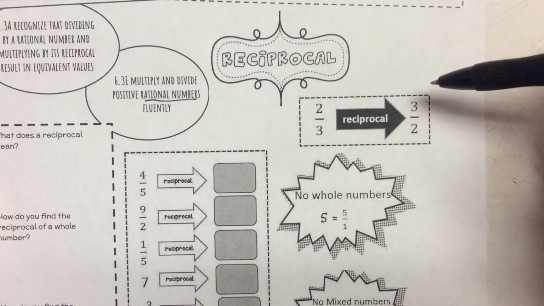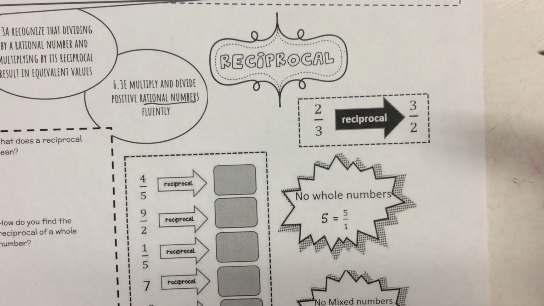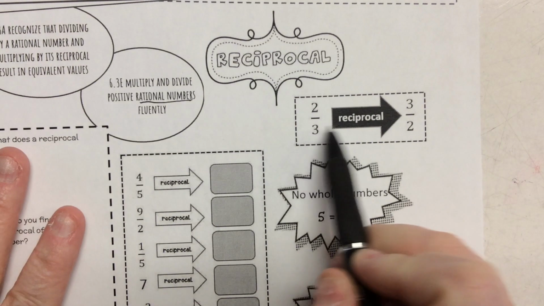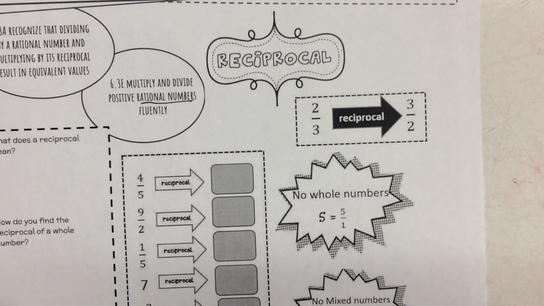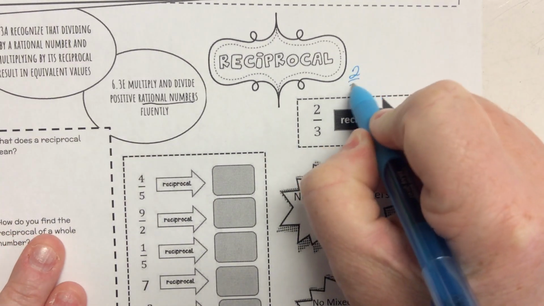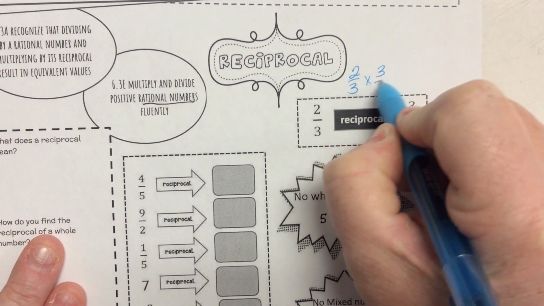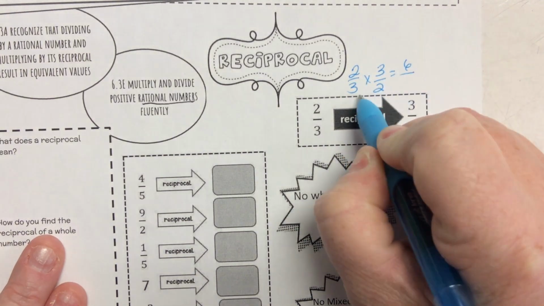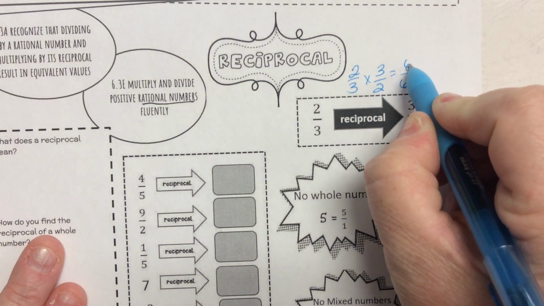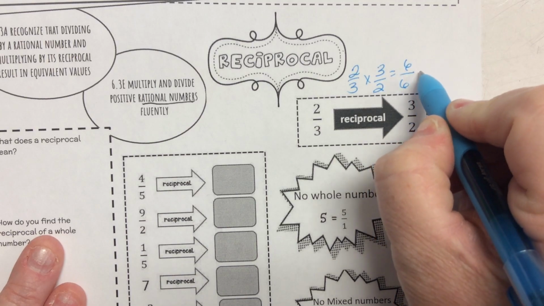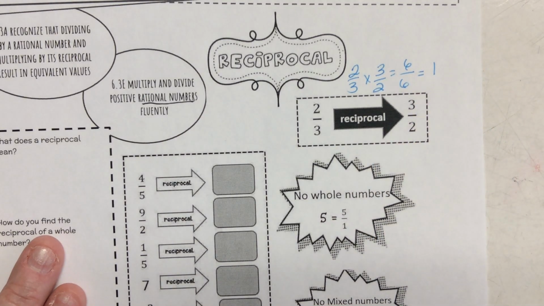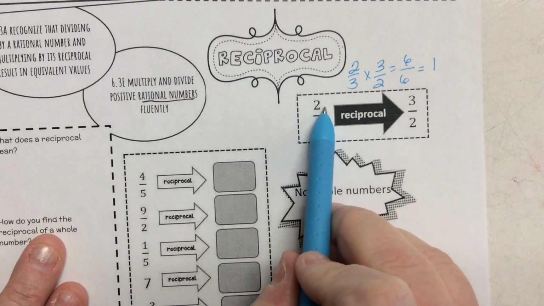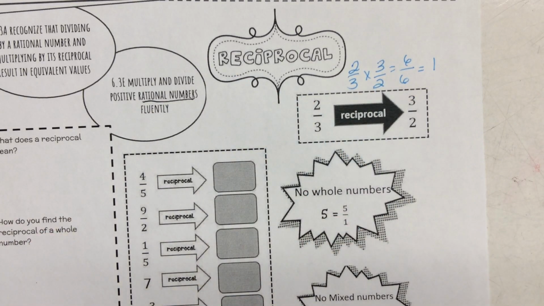Now, the cool thing about them is that when you multiply a fraction times its reciprocal, the product is 1. So let's do this example right here, okay? So 2/3 times 3/2. Okay, 2 times 3 is 6, and 3 times 2 is 6. 6 over 6, that's 6 divided by 6, is 1. Okay, any number multiplied by its reciprocal is 1.